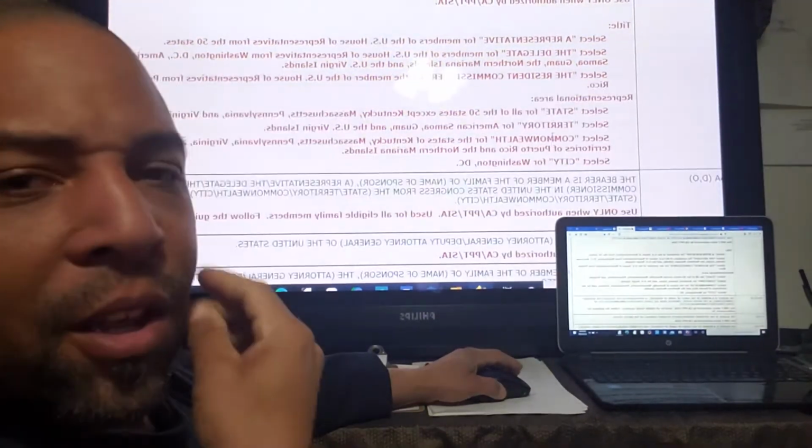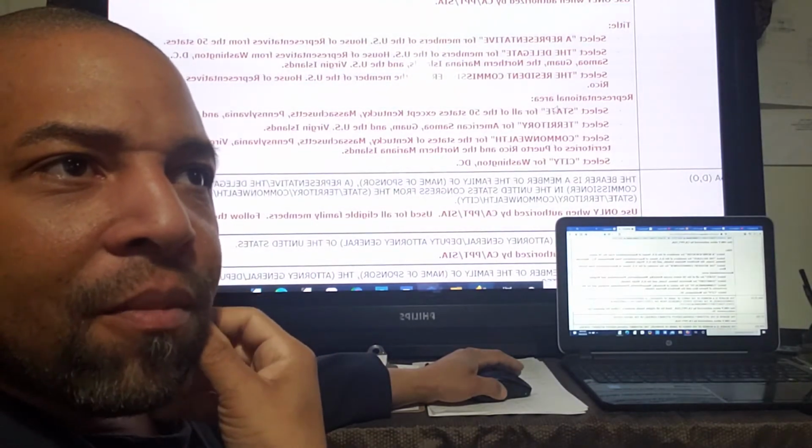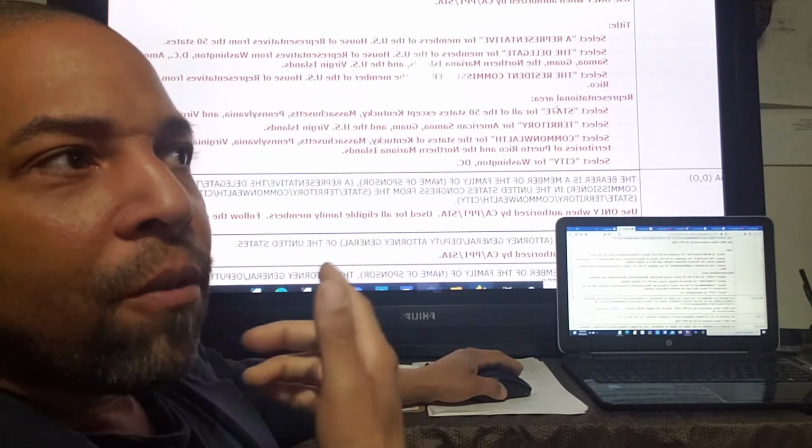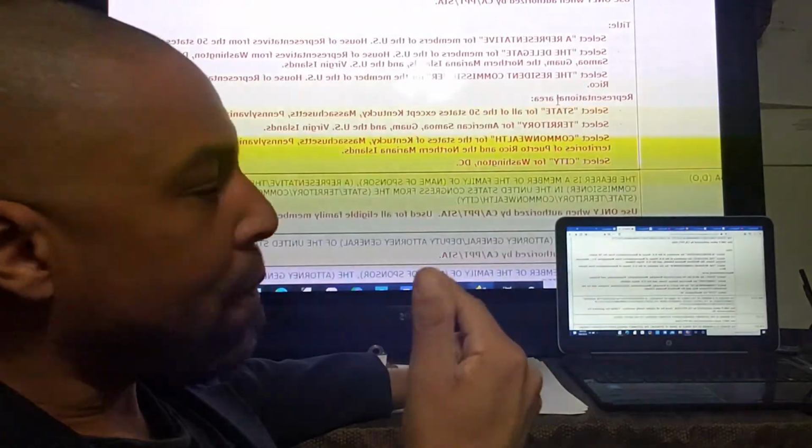Interesting. Probably because some of those areas are, you know, commonwealths. The state's a commonwealth or whatever else, so they may not be included. So they have all that in here.